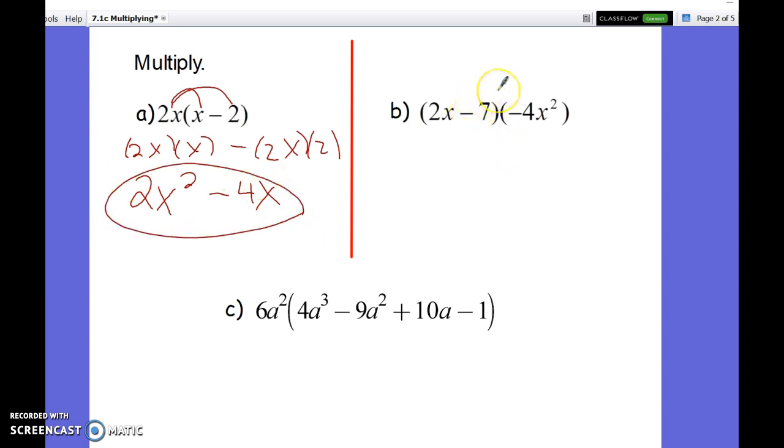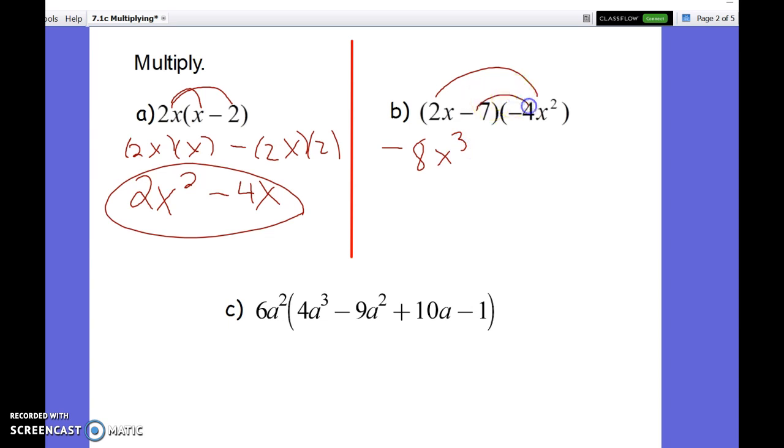Letter B is very similar, it's just flipped around, 2x minus 7 times negative 4x squared. So we just have to make sure that we multiply both terms in the first set of parentheses by the term in the second set. So let's take 2x times a negative 4x squared. Well, 2 times negative 4 is negative 8. X times x squared is x to the third.